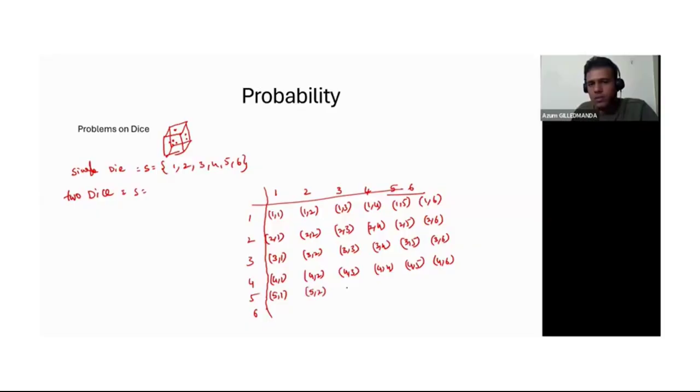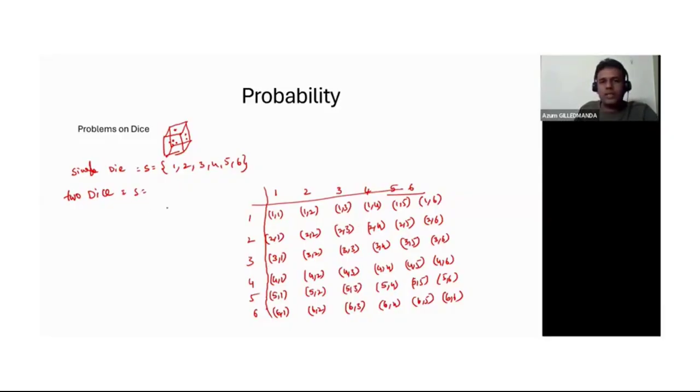By now, I think you know how to write this table, right? If you get a dice problem, what I suggest is first you draw this table and then solve whatever is given. So I'll help you read this table and get to the required probability. 6 3, 6 4, 6 5, and 6 6. So total, how many? 6 into 6, 36 possibilities.